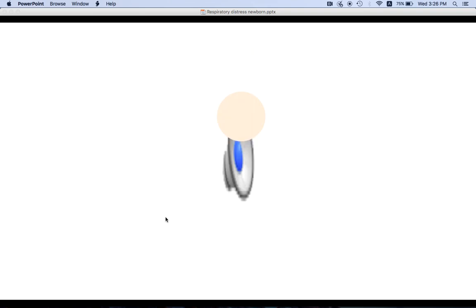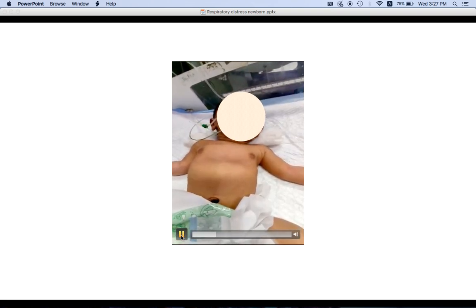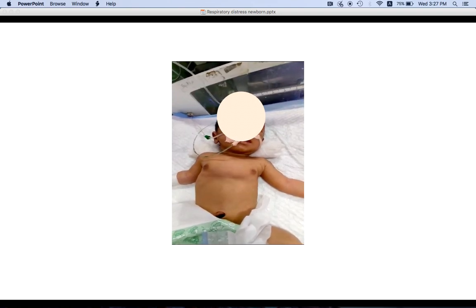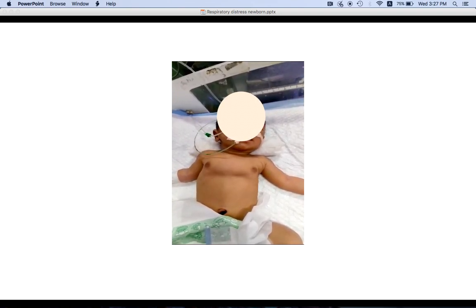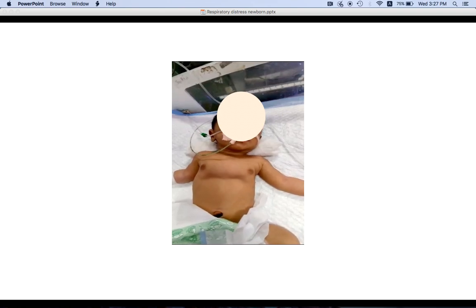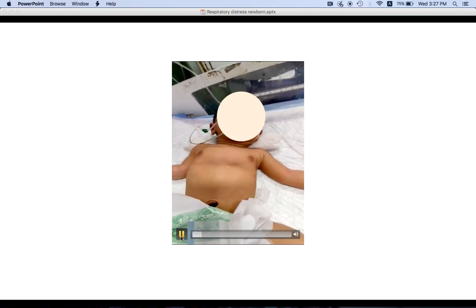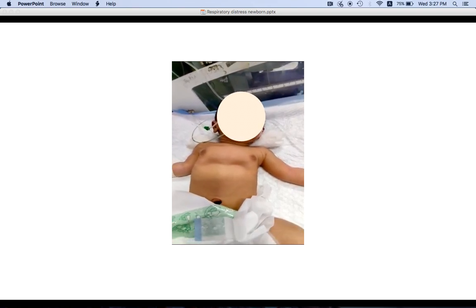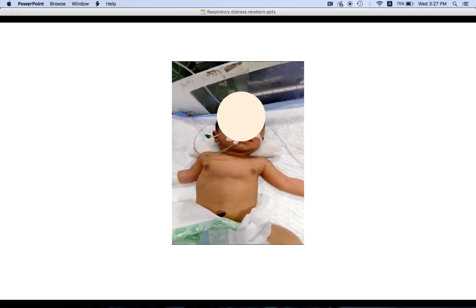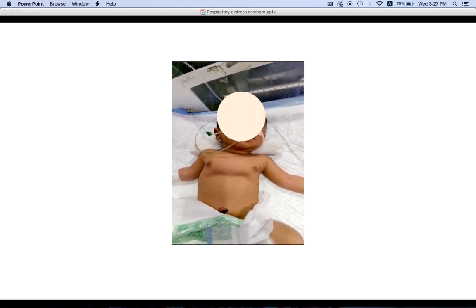So let us look at one of these videos first. So this is a video of a newborn admitted with complaint of difficulty in breathing soon after birth. So what is your impression? So you can clearly make out that this neonate is tachypneic and is having severe subcostal retractions.